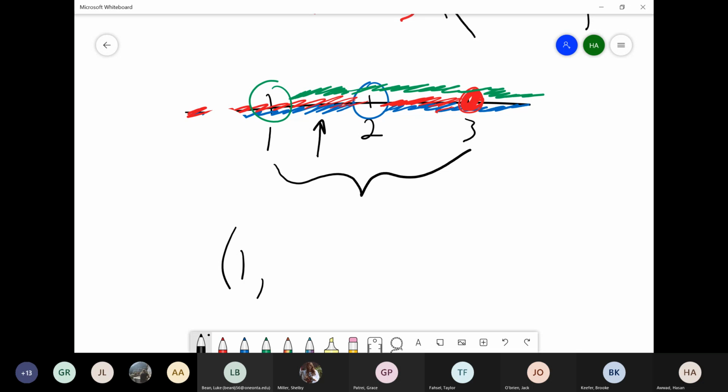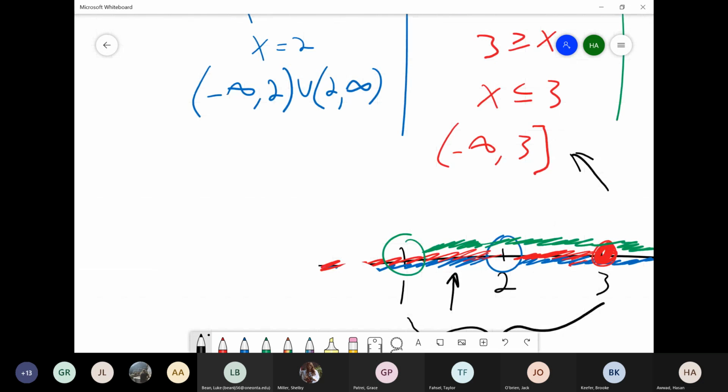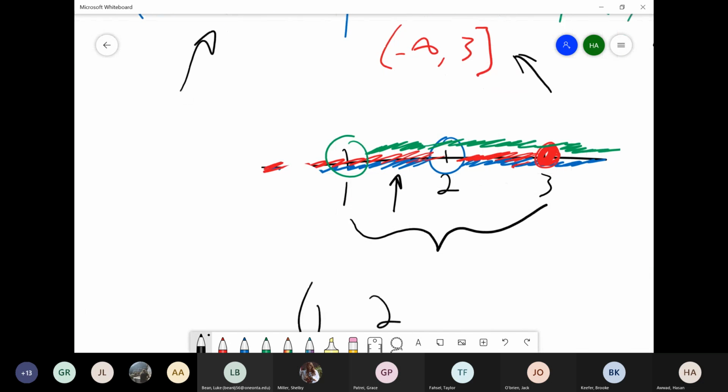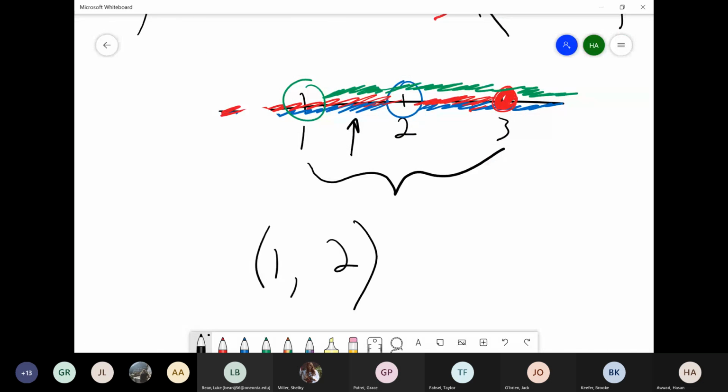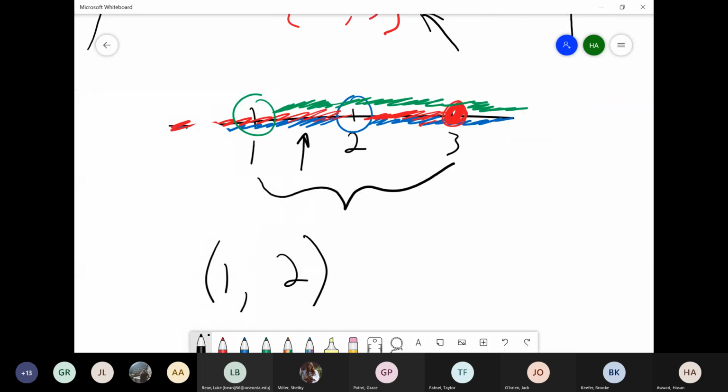So from 1 to 2, we don't have a problem. At 2, remember our original restriction for the piece in blue here. At 2, we have a hole in the graph, right? So we can't possibly put 2 in our solution. So we just say from 1 to 2 is our first piece of the interval. And then it picks back up again after 2, right? So from 2 to 3, well, this is okay.